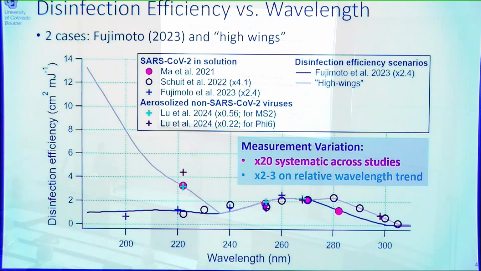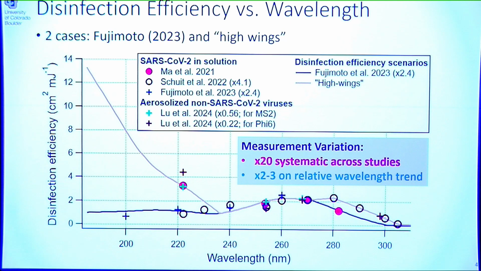Just as a comment, from compiling this data, there is a factor of 20. If you look at the scaling numbers, there is a factor of 20 absolute difference between the studies. Once you scale them, they're only a factor of 2 to 3 different. We're looking at a much smaller difference. So there is really something systematic with the studies that gives us much different disinfection efficiencies.